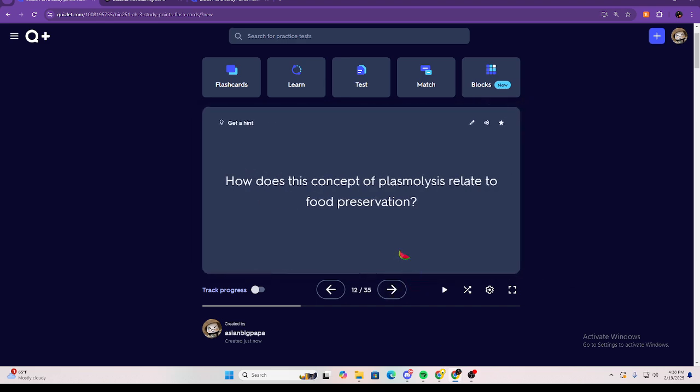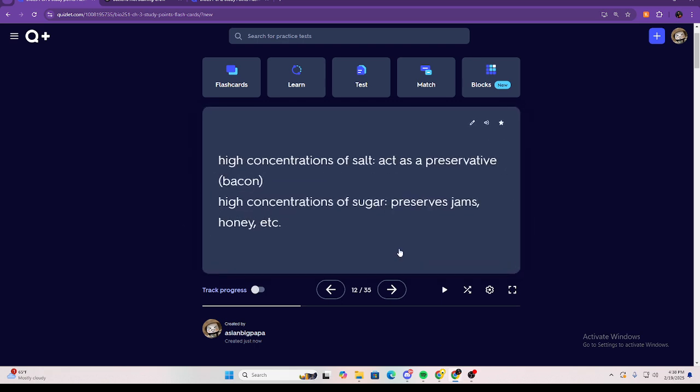How does the concept of plasmolysis relate to food preservation? So plasmolysis actually aids in preservation. So when you think of high concentrations of salt, right, that acts as a preservative for bacon. And then high concentrations of sugar are preservatives for jams and honeys, etc.